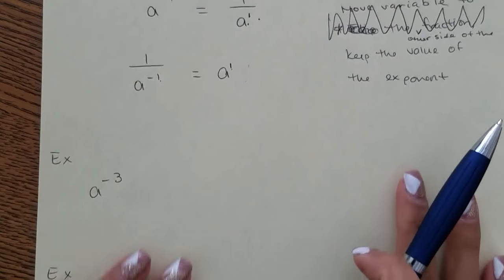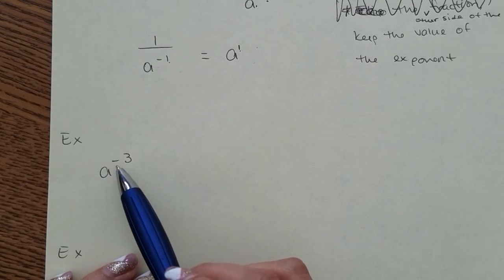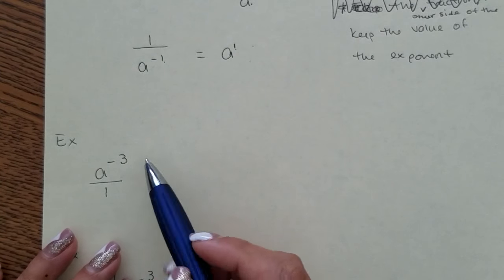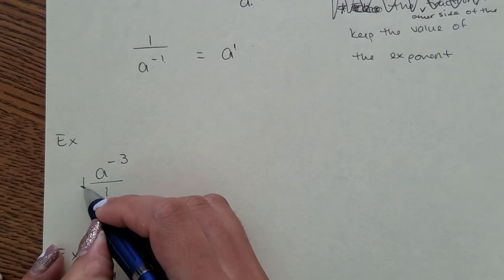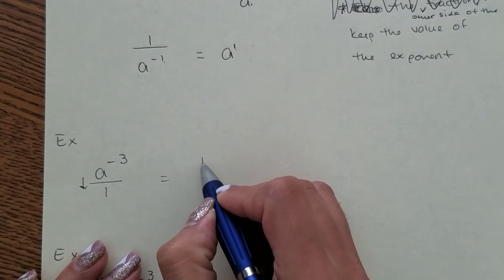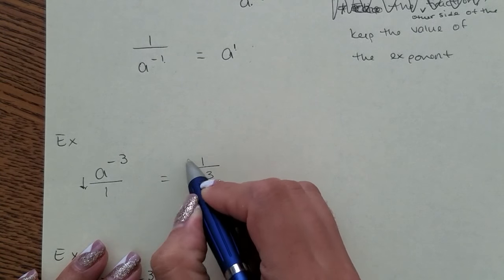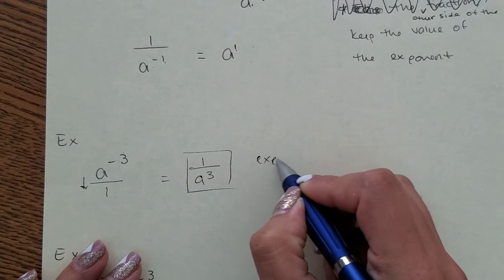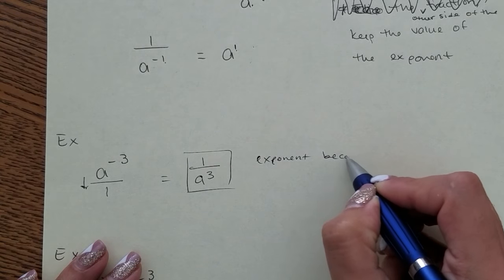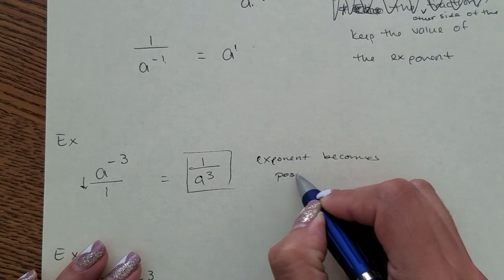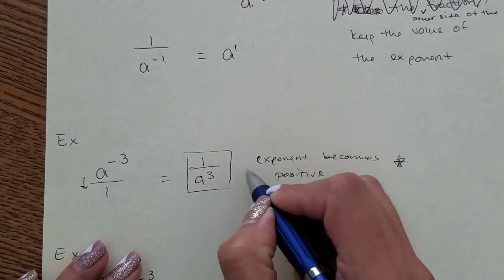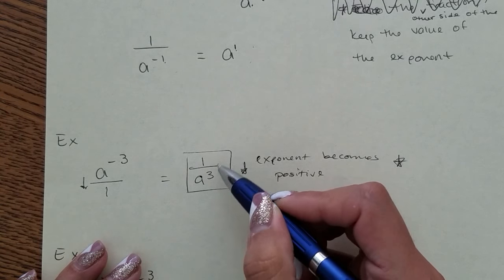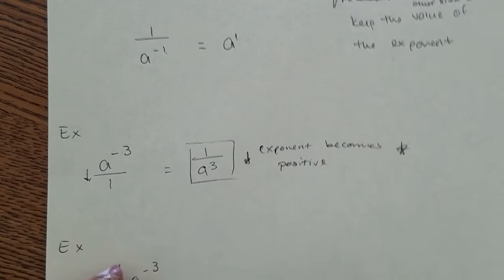So I'll show you. So here we have a to the negative 3rd power. So I would write this as a fraction, a over 1. And then you know when it's negative, you're going to move it down. Okay, so that's going to become 1 over a to the positive 3 power. Keep in mind that this becomes positive. So your exponent becomes positive after you move it. Okay, so that's important. A lot of you guys will do the work right, so you'll put it in a fraction and you'll move it down, but you'll leave that as like a negative 3, and that's incorrect.